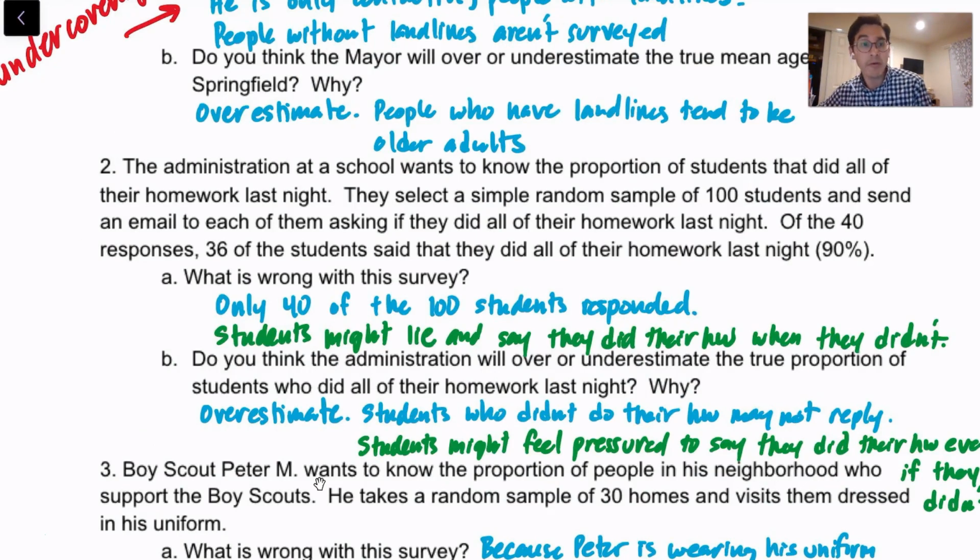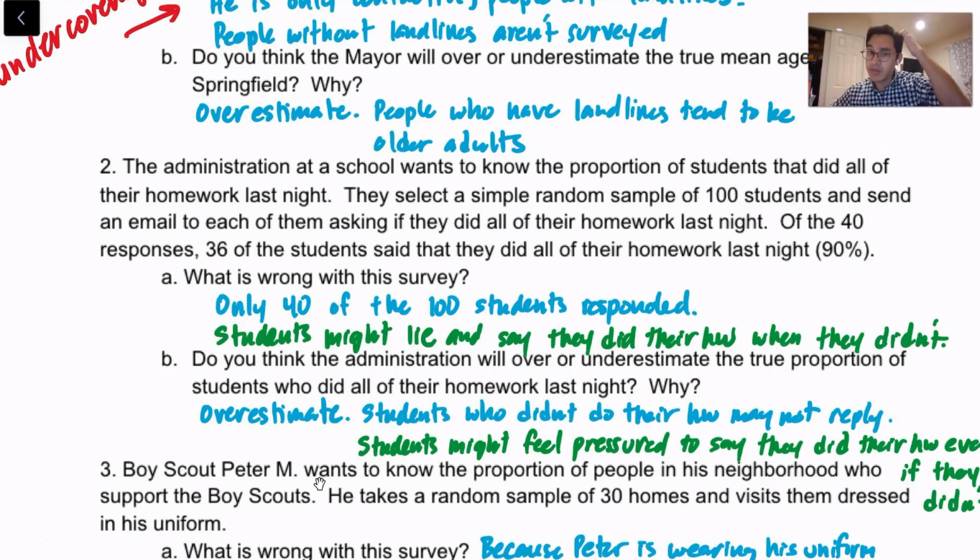Now they only get 40 responses, and 36 of the students who responded said that they did all their homework last night. So that's 90% who said they did. All right. So what's wrong with this survey? There's a couple things that's wrong, so that's why it's color-coded in blue and green, right?